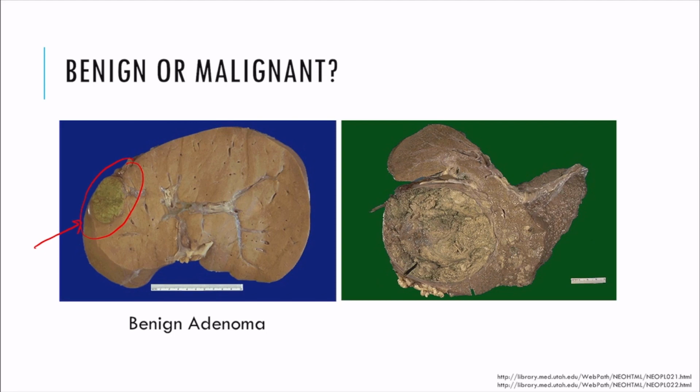As opposed to the tumor on the right, which is a malignant hepatocellular carcinoma, which has less clear borders. You can see it infiltrating into the liver. And then the tumor itself looks less consistent. It has a variable appearance among the tumor, especially when you compare it to the commonality of the visible tumor on the left.